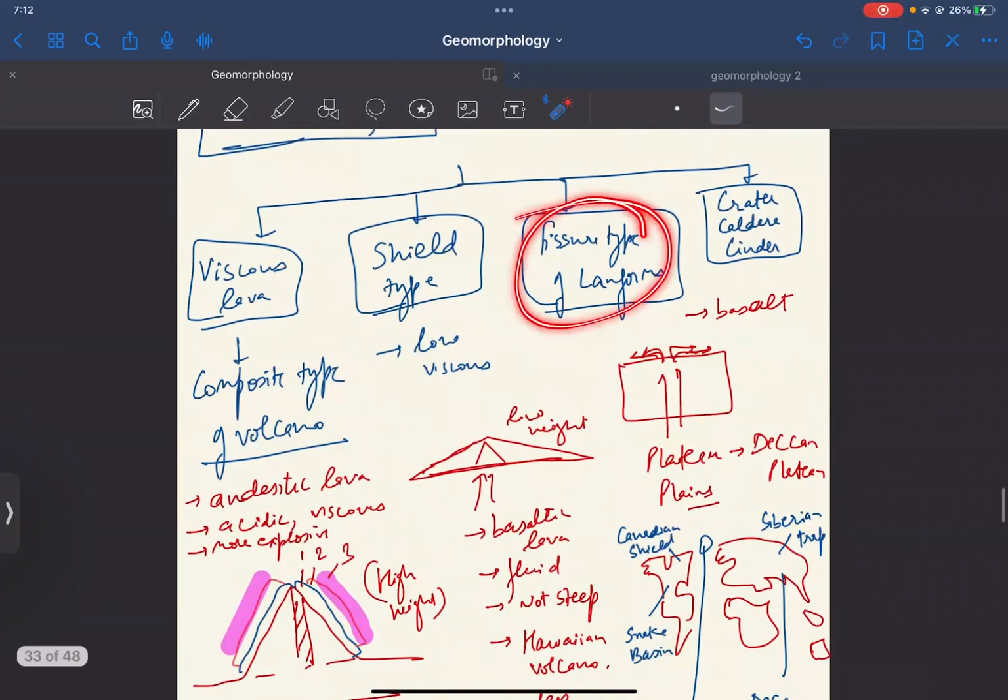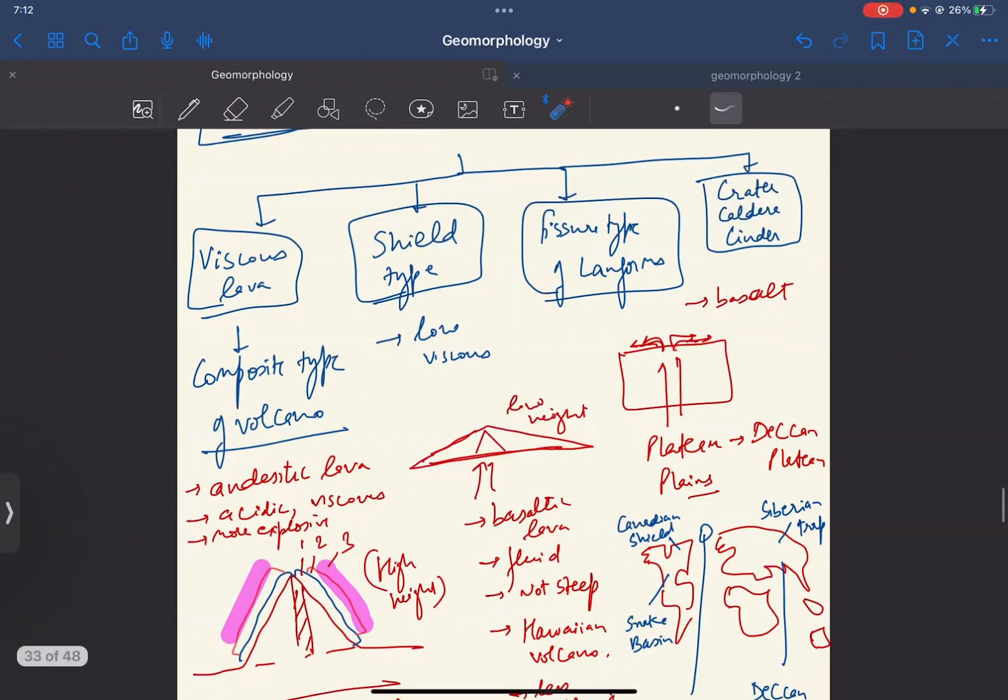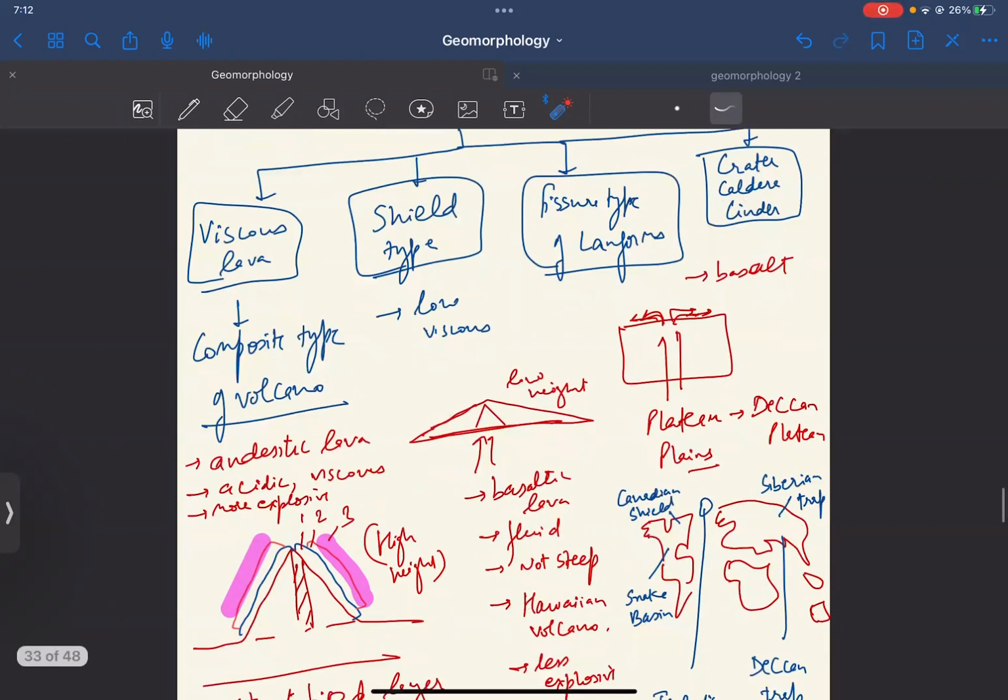Next is the fissure type of landform. It is a very silent type of eruption. Lava is rising. It just rises to the surface of the earth and starts spreading without causing any explosive activity. So it leads to the formation of plateaus and plains.